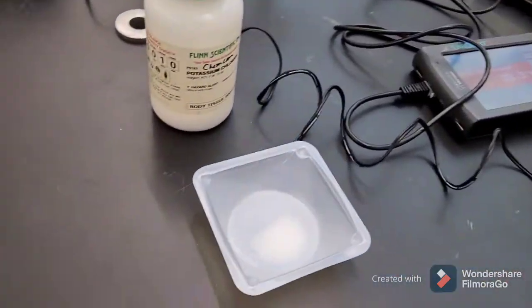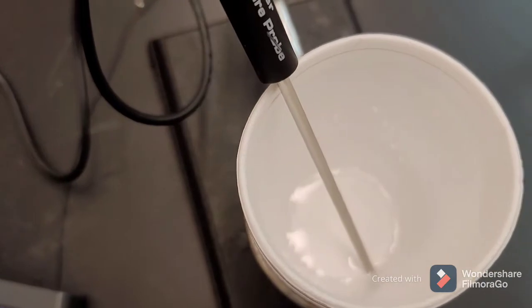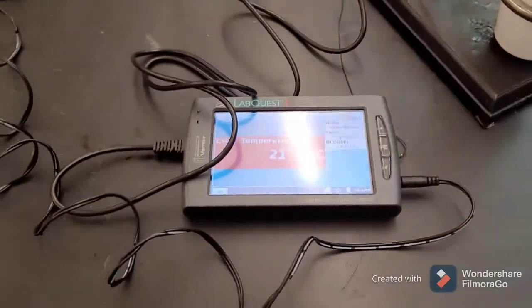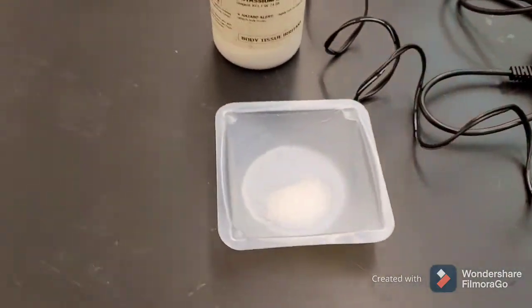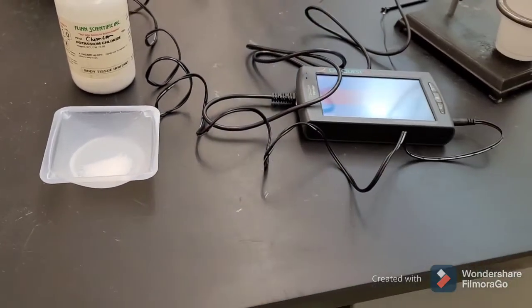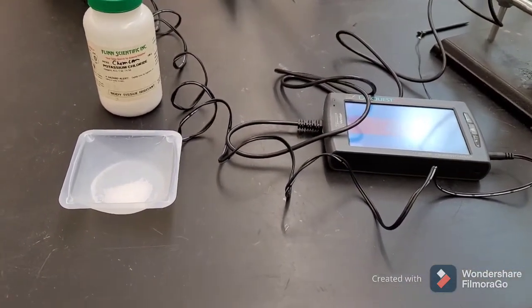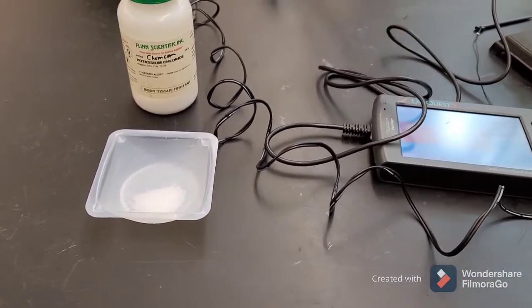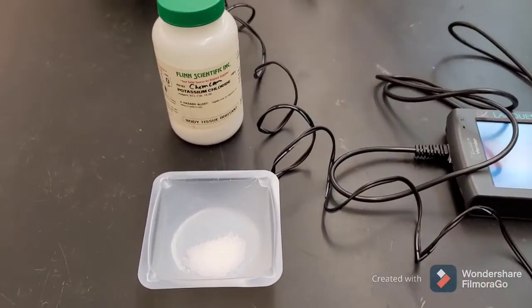The solute is a solid, and we're going to dissolve it into water, and that's going to be a solution. And you're going to see what happens to the temperature. So you have to plan this lab yourself. And again, if you read the lab, you'll see how to do that.